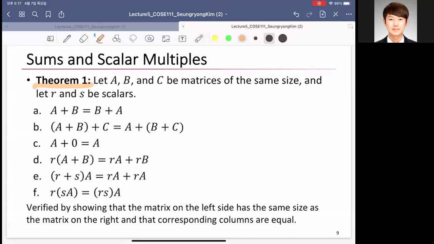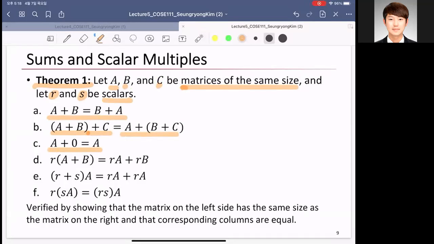Algebraic properties in the matrix. Suppose that A, B, C are matrices of the same size, and R and S are scalars. Then we can define A plus B is equal to B plus A, and A plus B plus C is equal to A plus B plus C.